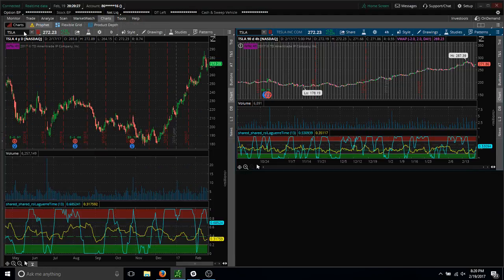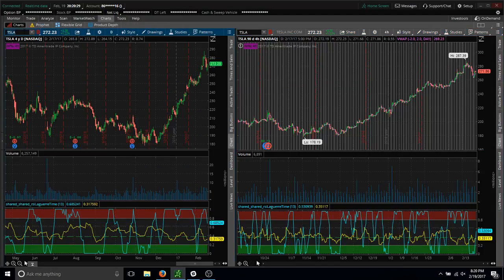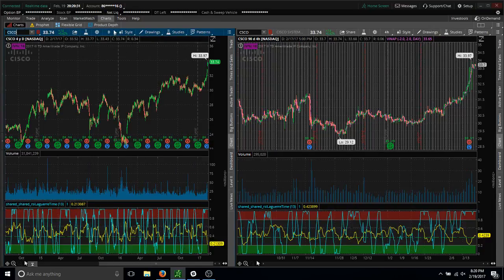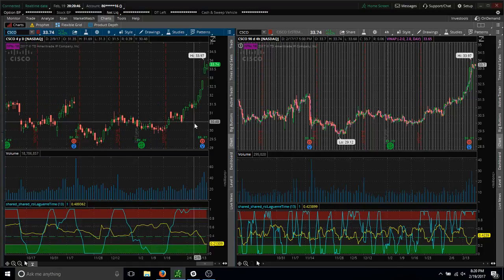CSCO. Yeah, so this would be an interesting one. Now it's not quite to the point where I would take a put spread on this yet, but you can see we're getting into that exhaustion zone.